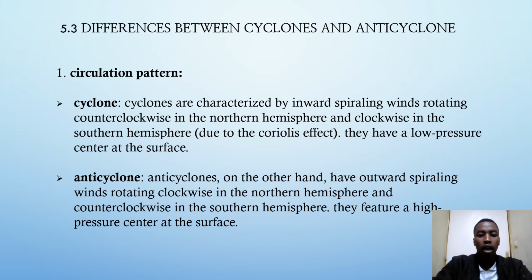Anticyclones, on the other hand, have outward spiraling winds rotating clockwise in the northern hemisphere and counterclockwise in the southern hemisphere. They feature a higher pressure center at the surface. This is the opposite of cyclones, which is the difference between cyclones and anticyclones in circulation pattern.